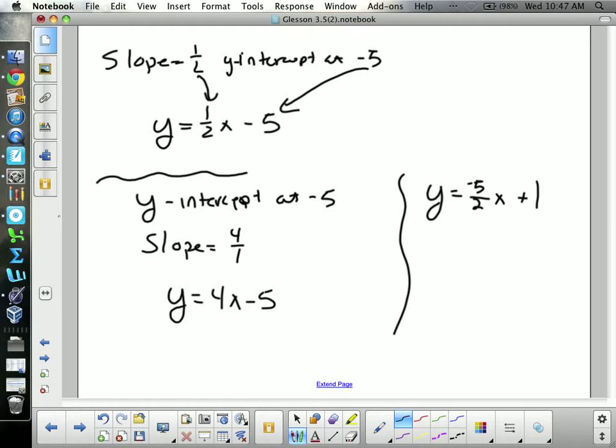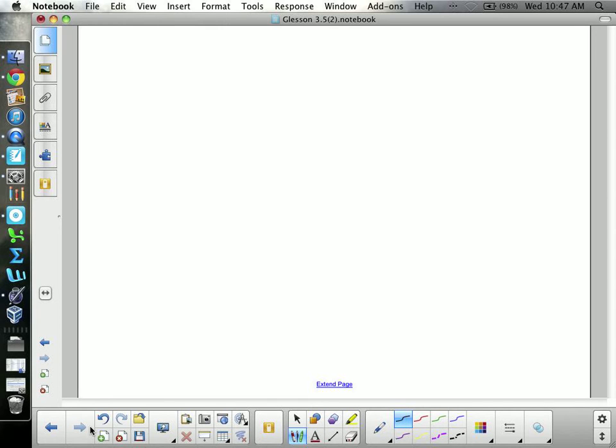Seven and 8 were similar. And again, the answers are given. Are there any problems with 7 or 8? Then let's start looking into 9 and 10. 9, 10, 11, 12, they give you a point and the slope of a line. When they give you a point and a slope, our best bet, and yes, that is another little formula that we have to memorize.